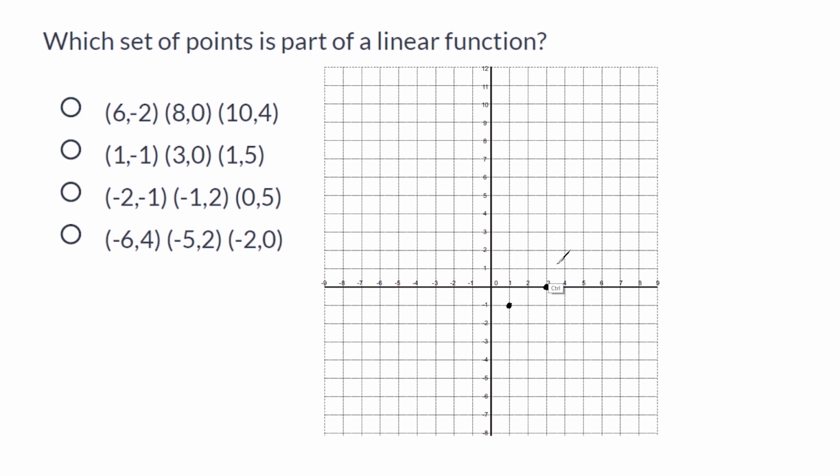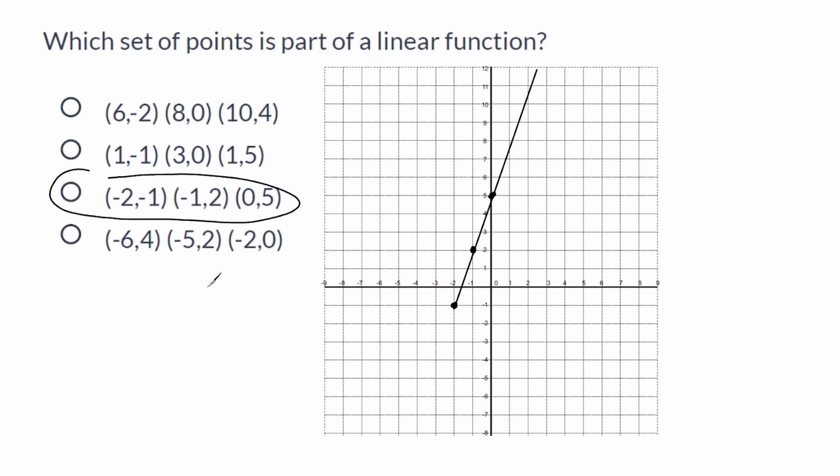So let's go to the next set of points, which is negative 2, negative 1. Negative 1, positive 2, and 0, 5. All right, well, it looks like these 3 points do form a straight line, so let us go ahead and connect these points. And we can clearly see that a straight line is formed by these 3 points. So we would say that this third choice is the right answer.